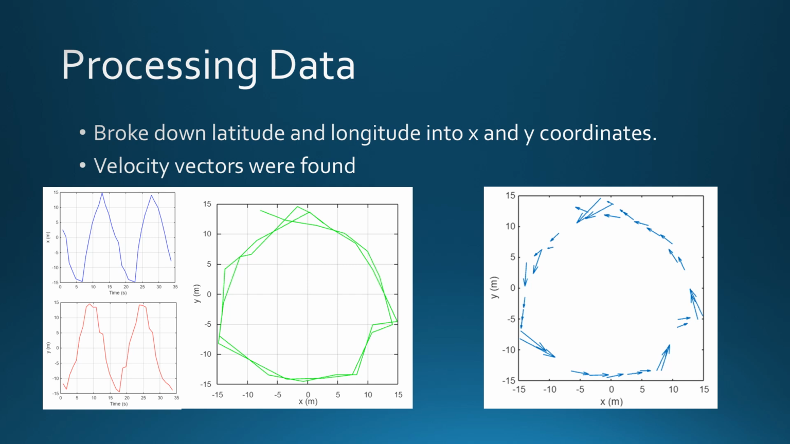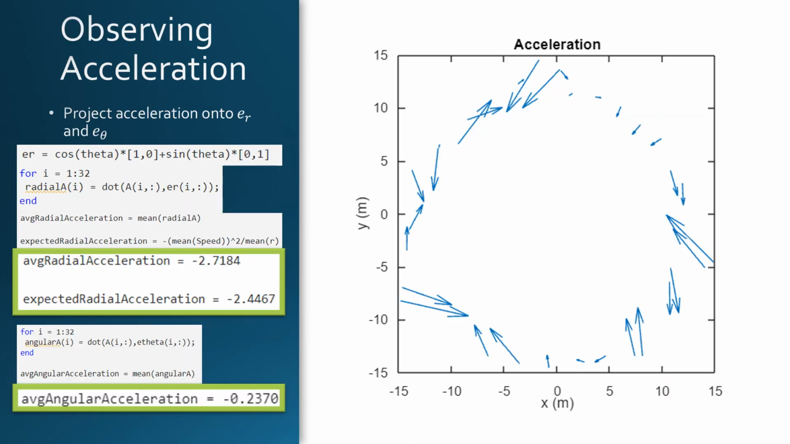After conducting the experiment and gathering data, I was able to break down latitude and longitude into x and y coordinates, as seen on the graph on the bottom left. This was also put into a circular graph that shows the path that the car traveled. Velocity vectors were found by differentiating these x and y coordinates. By differentiating the velocity vector, I was able to observe acceleration.